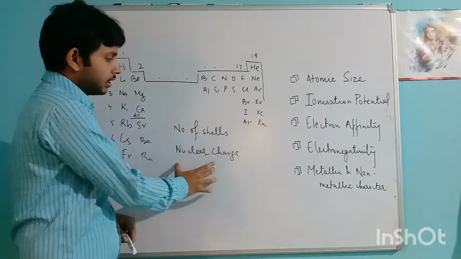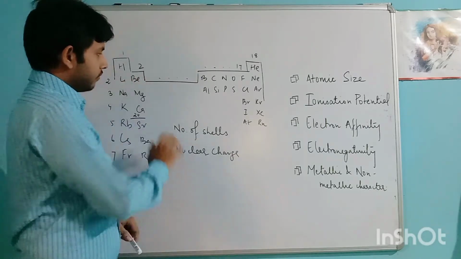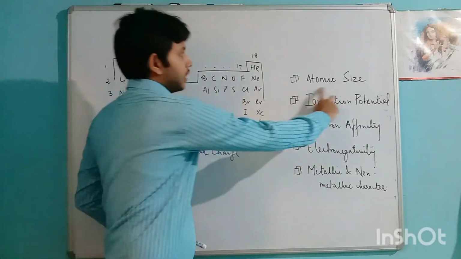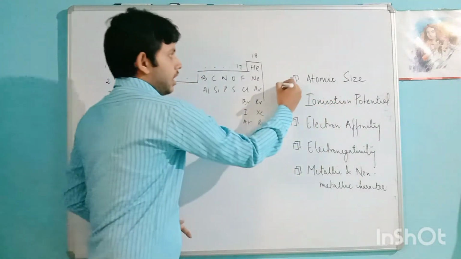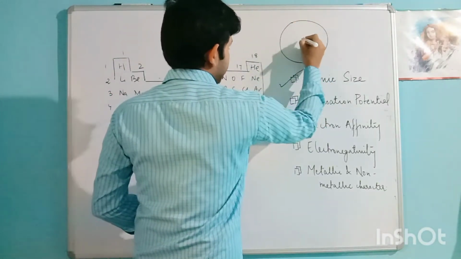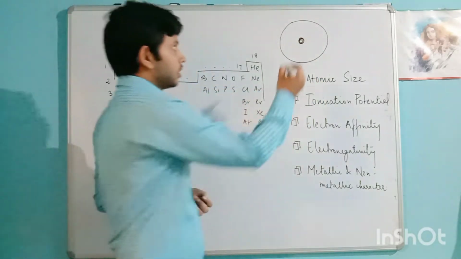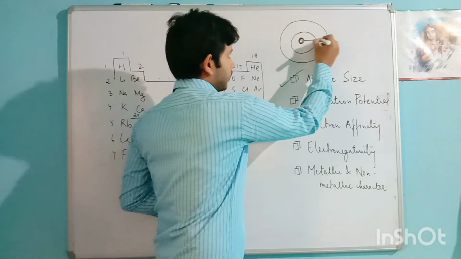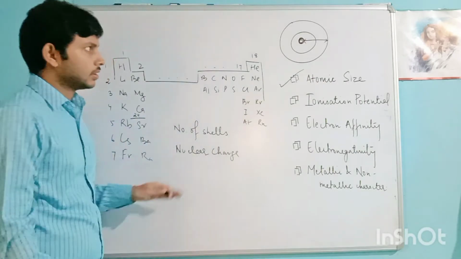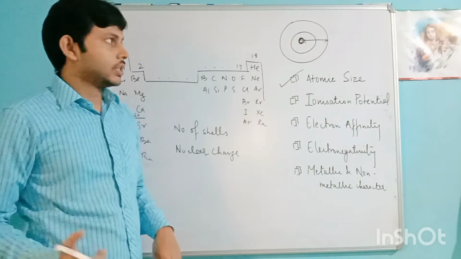Now, combining these two concepts, we will explain these properties. So first let's begin with atomic size. Atomic size is the distance between the center, means the nucleus, and the outermost shell of an atom. Okay, so you can tick this in your book where the definition is there.